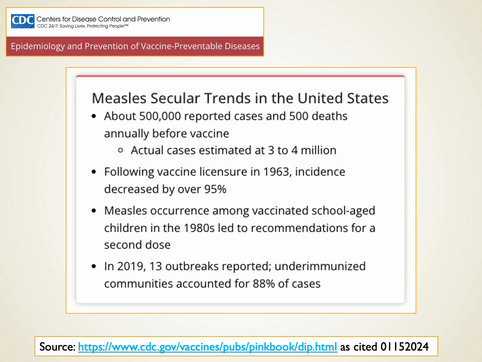Its secular trends: before the vaccine, it was very widespread with about 500 deaths annually. But with vaccine availability, it became much more in control. But we have outbreaks reported, and that is directly related to areas that are not adequately vaccinated.